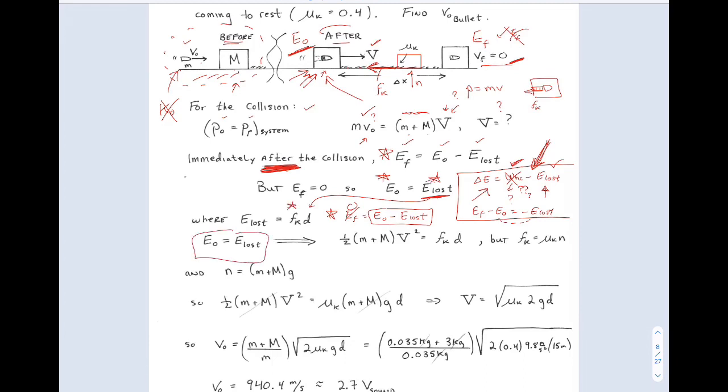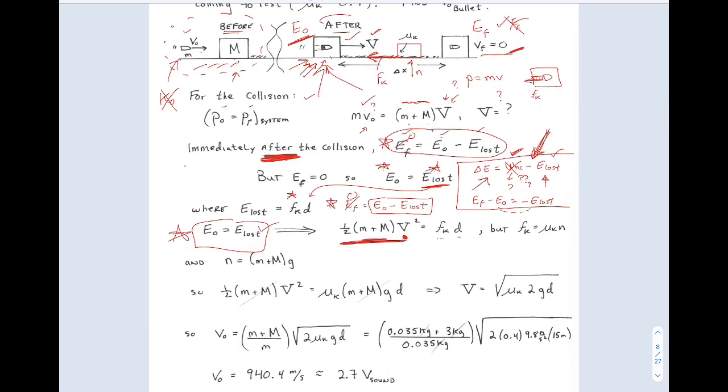Okay, so this whole expression, I'll do it one more time. With E final 0, I have E initial equal E lost. So my initial energy is all kinetic. Remember, kinetic is 1/2 mv squared. So it's m plus big M, because they're stuck together. That's the speed with which they both start to move, right after the bullet embeds itself, right? And the energy lost is F sub k d.